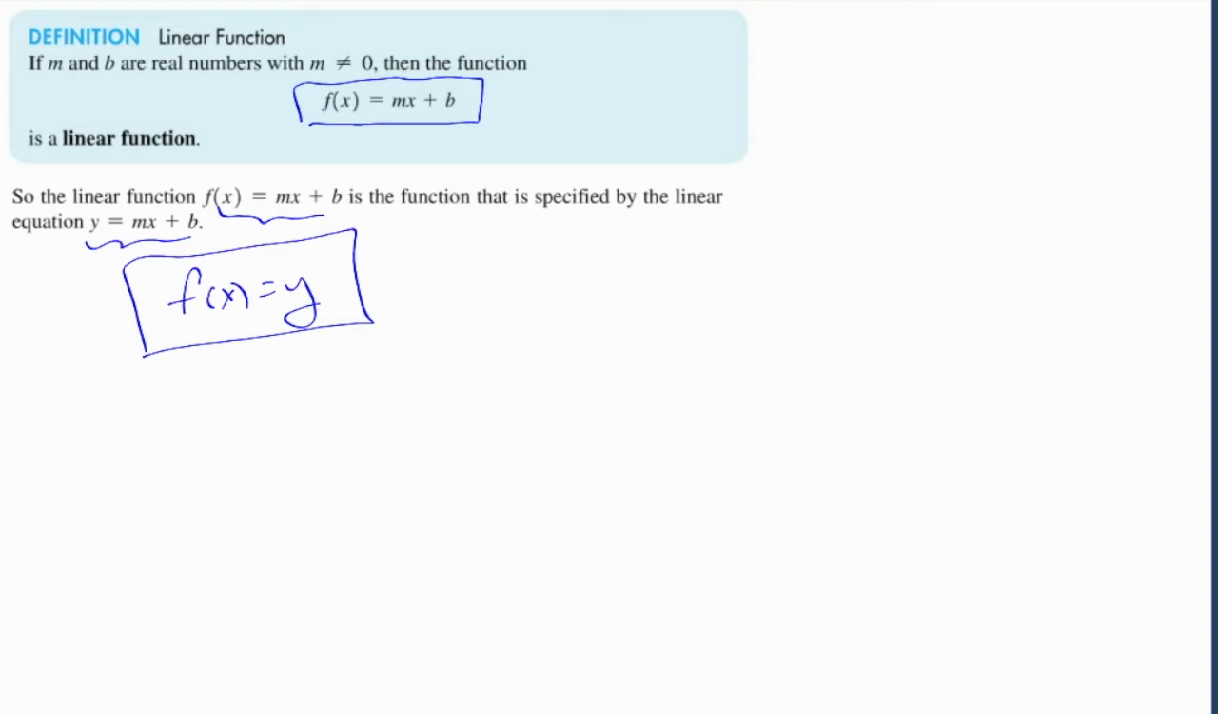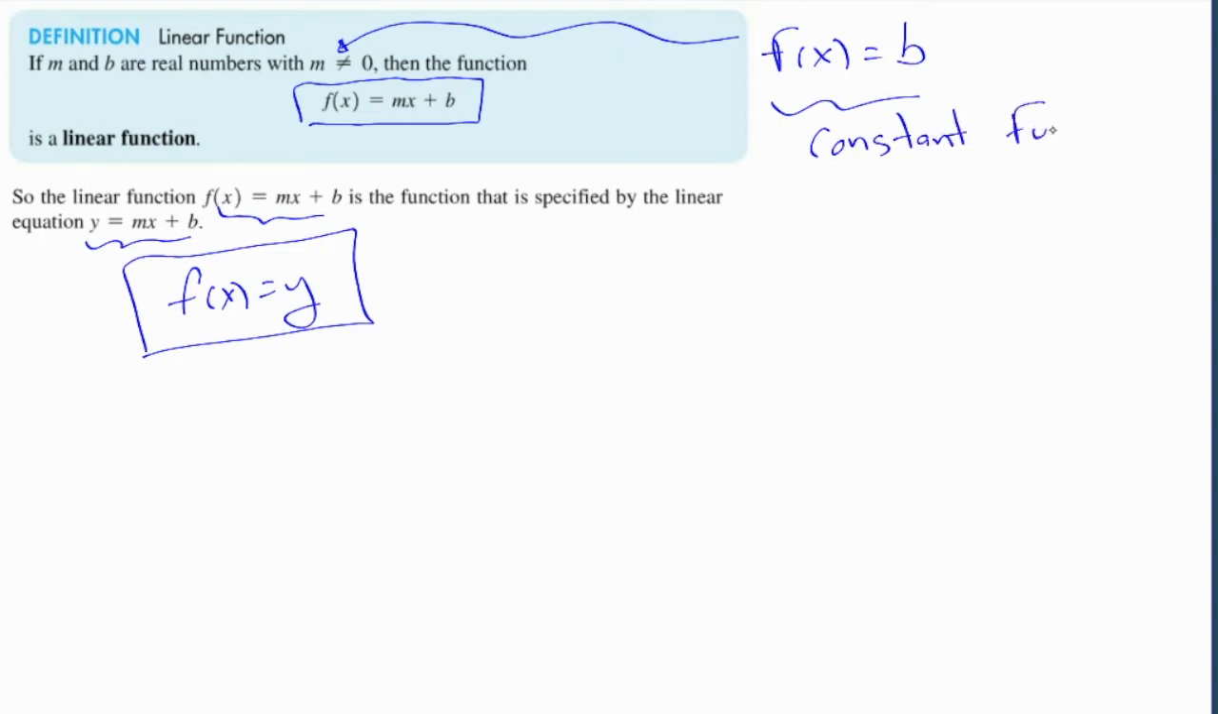Addressing this note here that m is not equal to 0, if m were equal to 0, we would get f of x is equal to b, and this is known as a constant function. Because b is a constant and there's no change in the output for different x values, this gives us a horizontal line.